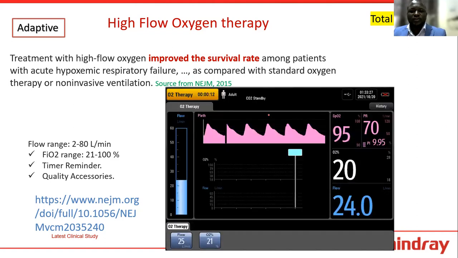So this is how the oxygen therapy window looks like. There are only 2 parameters that you need to set: the flow and the fraction of inspired oxygen. We're able to provide up to 80 liters per minute in terms of flow. And in terms of fraction of inspired oxygen, we're able to provide from 21% up to 100%.